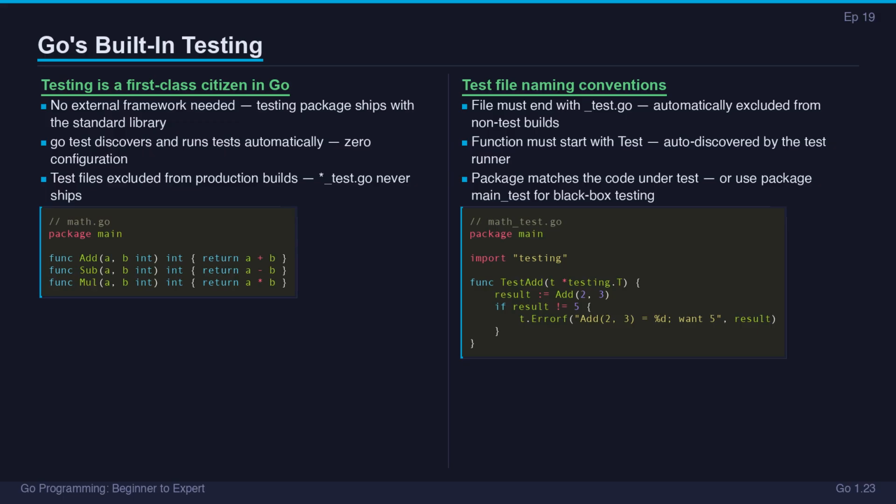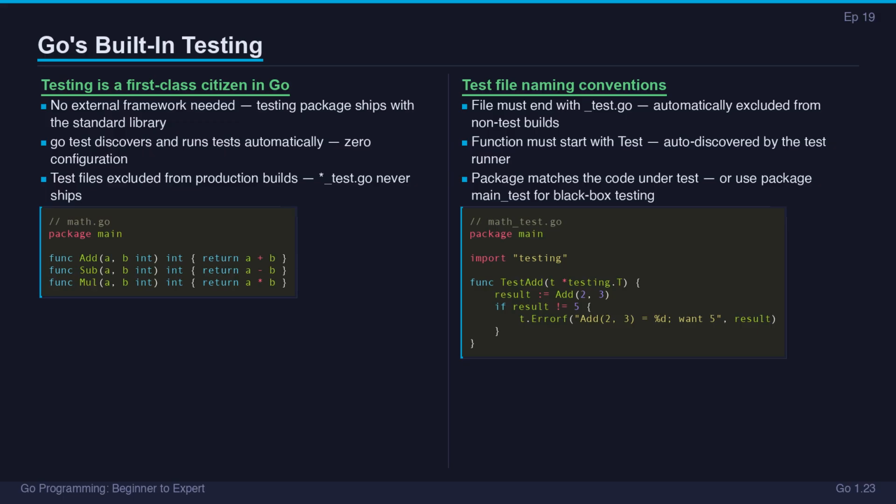The naming convention does real work here. Files ending in _test.go are excluded from normal builds, they never ship in your binary. Test functions starting with Test are automatically discovered. You don't register them anywhere. There's no configuration file mapping tests to packages. The naming is the registration.